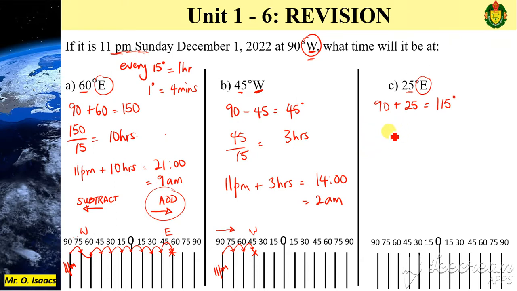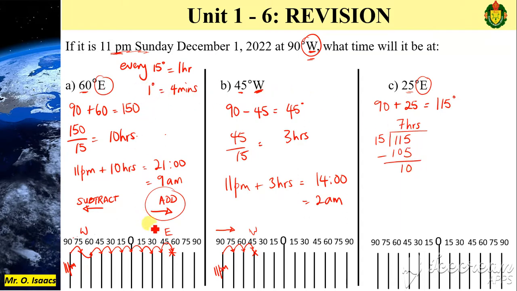right? So we're going to do it in the long division way. So we have 15 now divided by 115. So we know that we can get 7 solid hours out of that. 7 times 15 would give you 105. So you're now going to be left with a remainder of 10. So you have 7 hours, but guess what? You have 10 degrees remaining.